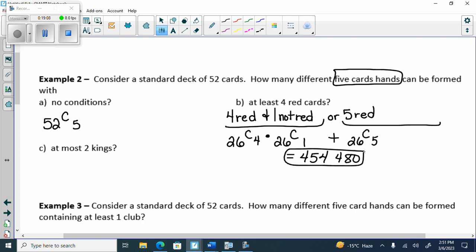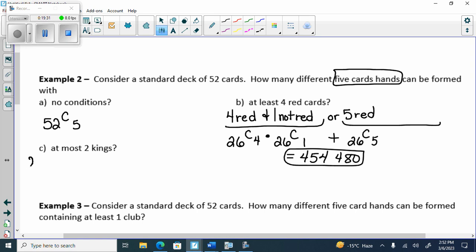Next one, at most 2 kings. Let's think about it in money. At most $2. What do I need? $2 or less, right? Think of it in money. Seriously, you won't make a mistake if you do money. You do kings, it throws you right off. At most $2 is $2 or less. At most 2 kings is 2 kings or less.